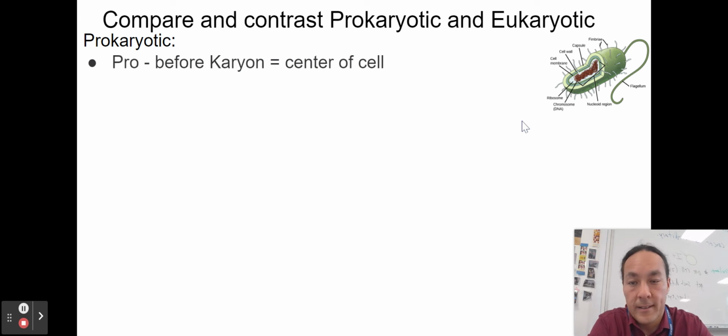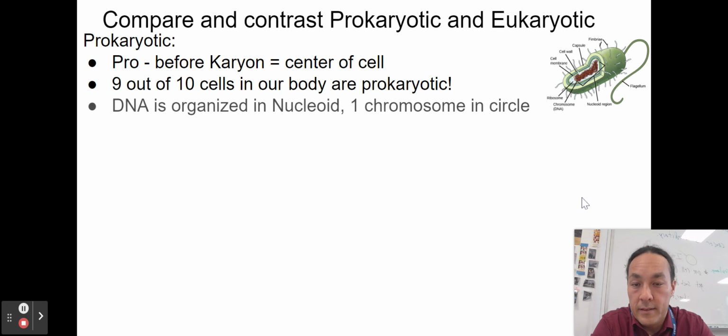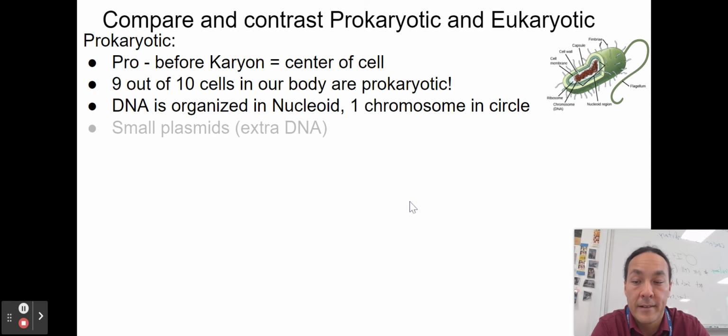So for prokaryotic cells, the name is pro before karyon, before the center of the cell. So before the center of the cell, before the nucleus. Nine out of 10 cells in our body are bacteria. Right? DNA is organized in a nucleoid region, but not encapsulated in its own membrane. And it's one big circular chromosome. Whereas in eukaryotes, DNA is in linear chromosomes. For instance, in humans, we have 23 pairs of them.